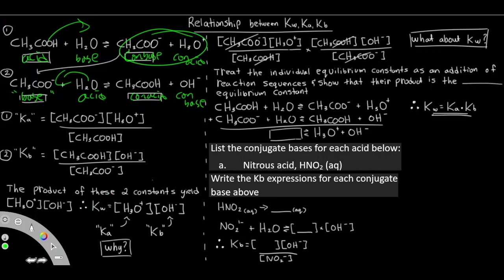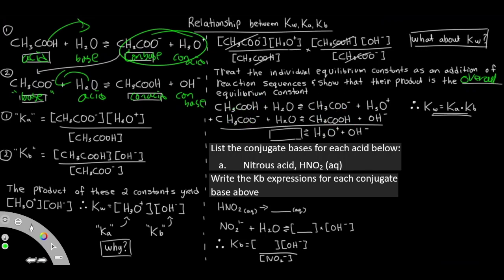But what about this Kw as written over here? How can we prove that this is related? Well, we have to treat the equilibrium individual constants as an addition of reaction sequences and show that their product is actually the overall equilibrium constant. How do we know this? Well, let's stack them up each other like a net ionic equation, and we just add them up together here. This one here, they cancel out.